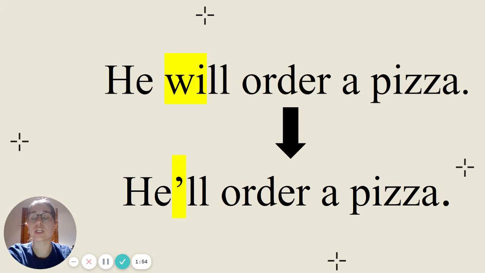We can use contractions with the word will. We have, he will order a pizza. Will becomes he'll. He'll order a pizza. The W and the I become the apostrophe. So the apostrophe takes the place of the W-I in will. So instead of he will, it becomes he'll.